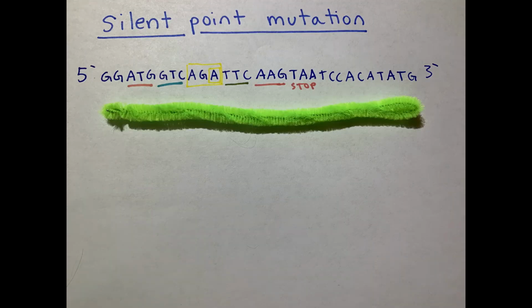The third point mutation is silent point mutation, which is a change in a single base pair but does not cause a different code for the amino acid sequence, which results in the same protein as is expected. Hence why it is called silent mutation, since it is not noticeable to the amino acid sequence.